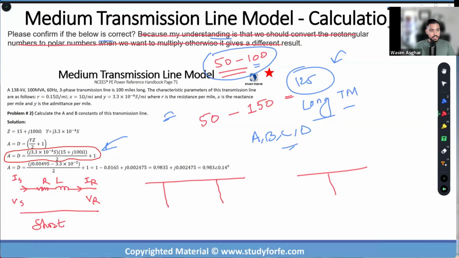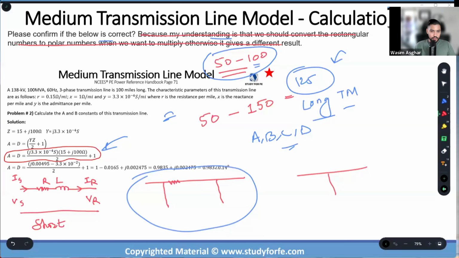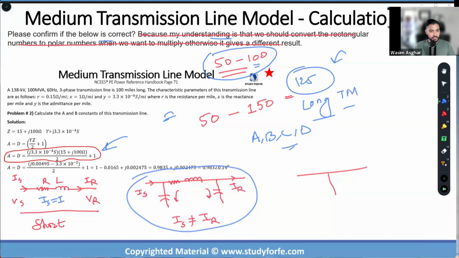Okay. Now, the thing that we need to remember, the one that is given in the reference handbook, is actually pi. So let's just focus on pi. The key difference, in addition to the difference in the length, is the fact that from the standpoint of your sending end current, can you see that the sending end current is not equal to the receiving end current? And I'm going to mention this in our overview as well. Whereas over here, sending end current is equal to receiving end current.